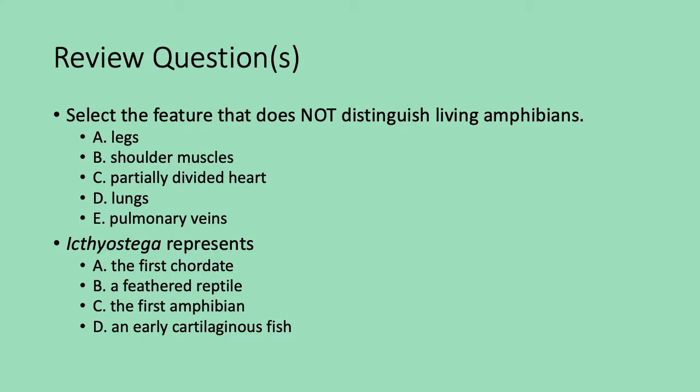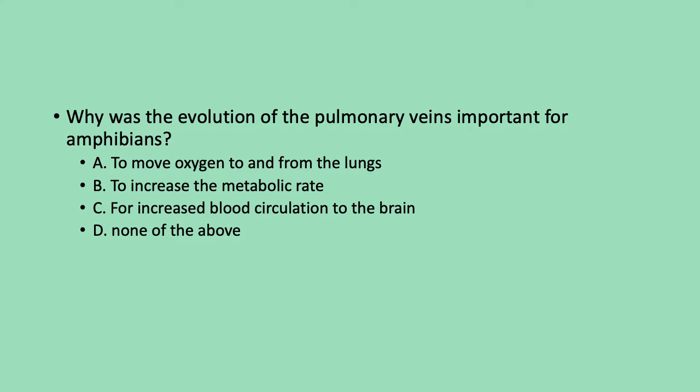The Ithacostega represents. I know it's like a fossil, but C, the first amphibian, yeah. Why was the evolution of the pulmonary veins important for amphibians? A, to move oxygen to and from the lungs. So this is where we actually have lungs.